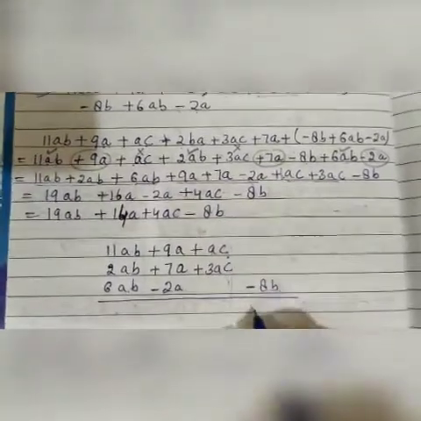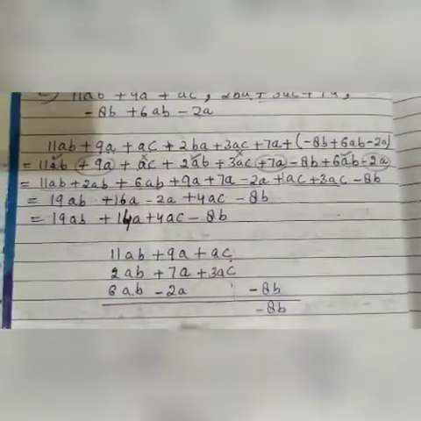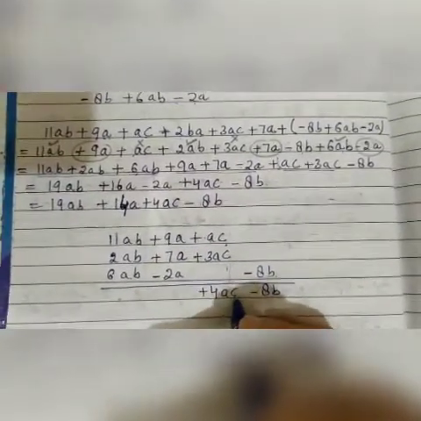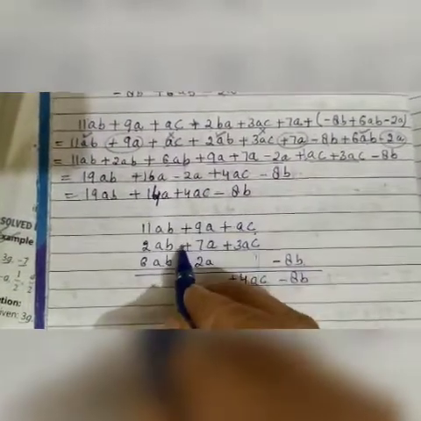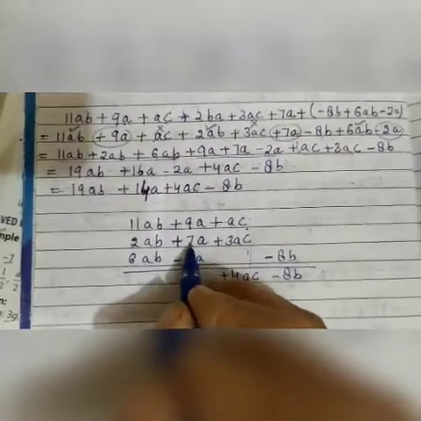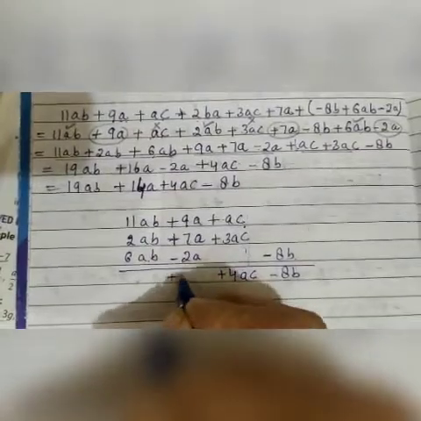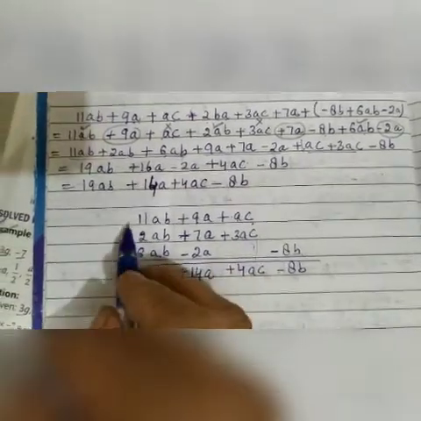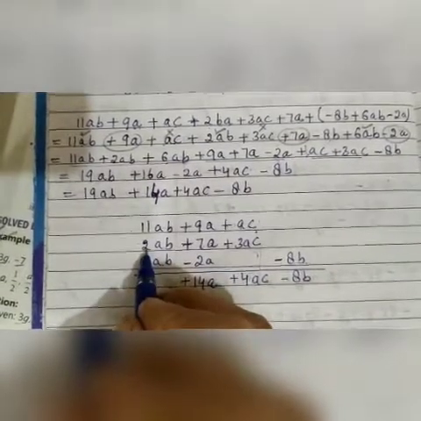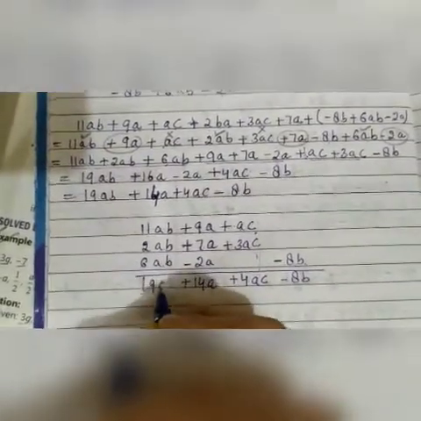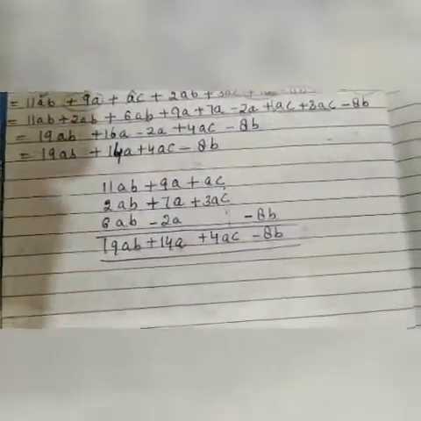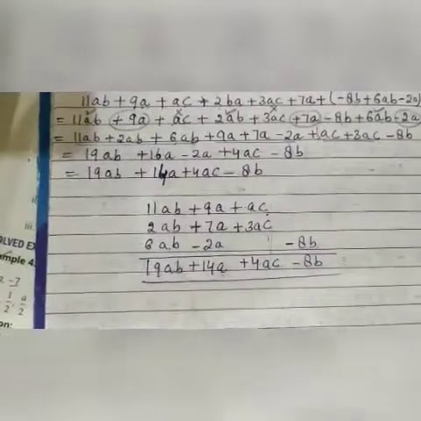Now solve it. Minus 8AB will be written as it is. Plus 1AC plus 3AC will become plus 4AC. Plus 9A plus 7A is 16A, then 16A minus 2A will become plus 14A. Then 11AB plus 2AB plus 6AB: 11 and 2 is 13, 13 plus 6 is 19AB. Clear? This is C part.